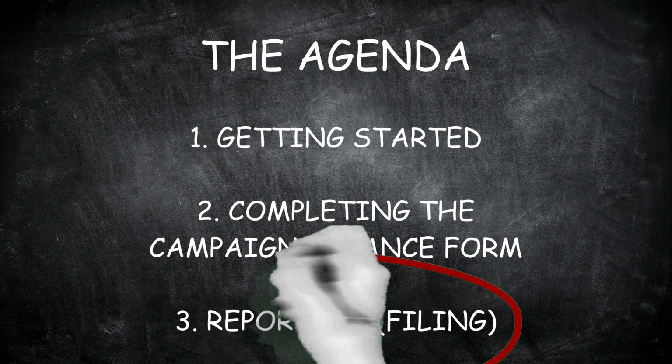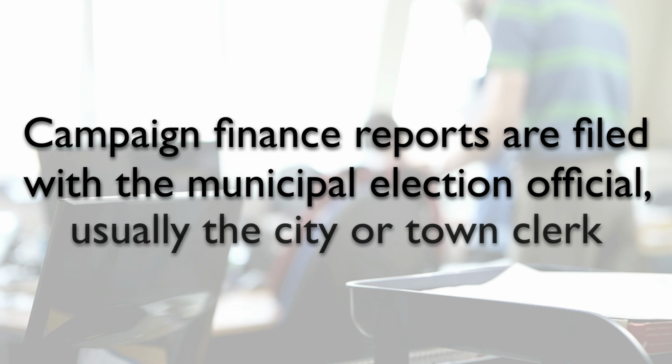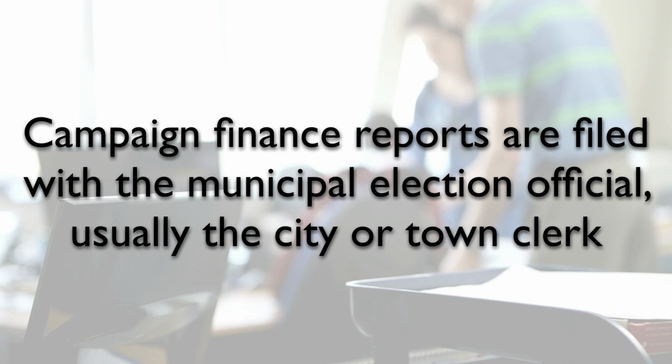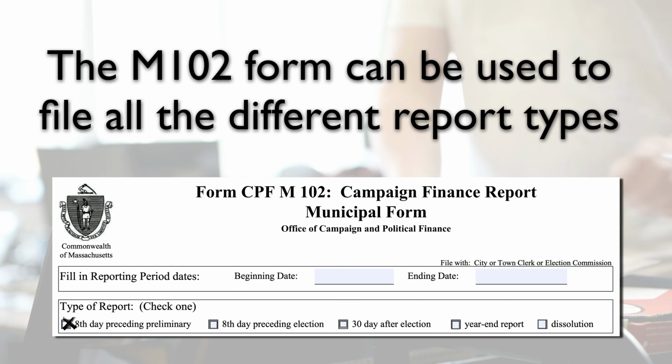Reporting. Campaign finance reports are filed with the municipal election official, usually the city or town clerk. The M102 form can be used to file all the different report types.